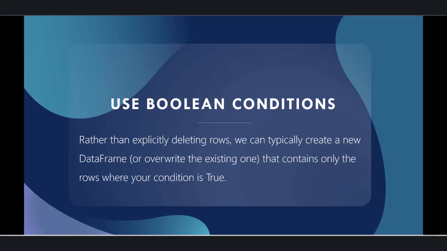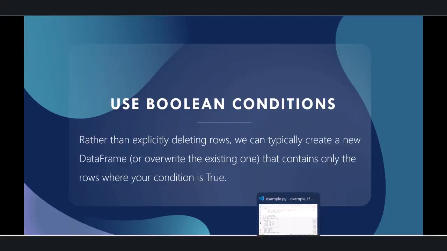Let's see the second method, that is using Boolean conditions. Rather than explicitly deleting rows, we can typically create a new DataFrame, or we can also overwrite the existing one, that contains only the rows where your condition is true. In the last example, we gave an index value and then dropped a row. Here, by giving a specific condition, and if that condition becomes true, by creating a new DataFrame or by overwriting the existing one, we will delete the row. That is what Boolean conditions refers to here. And we'll use and, or to write the conditions.